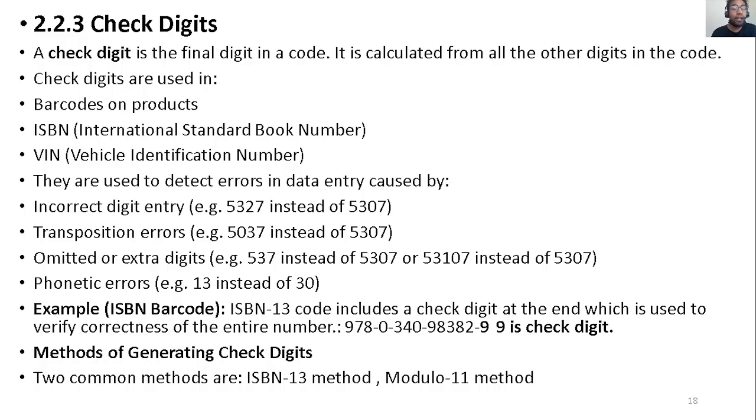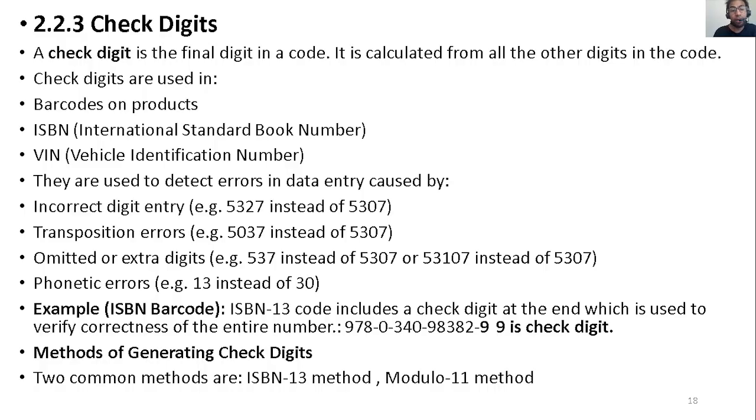Users who assign the IDs may make some incorrect entries, basically an incorrect character or incorrect number. In order to find that out, we use the check digit method. Transposition errors, for example 5037 instead of 5307, are also possible.